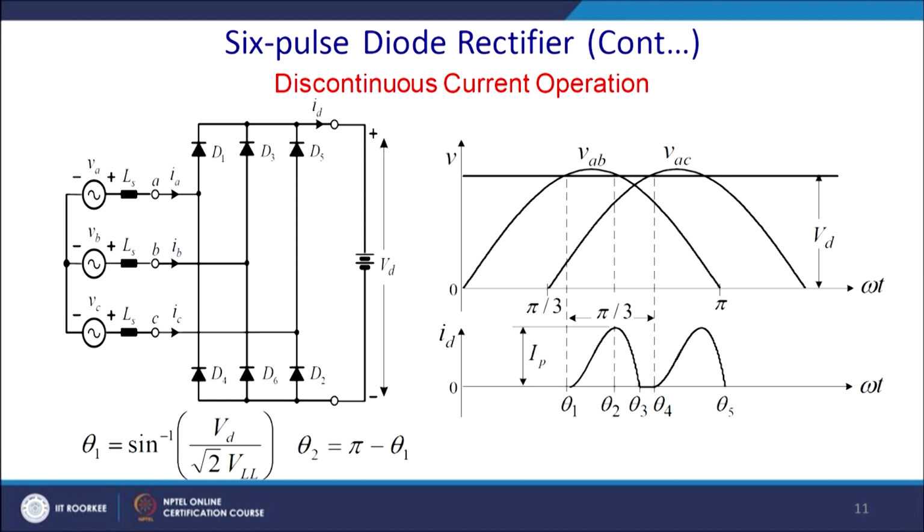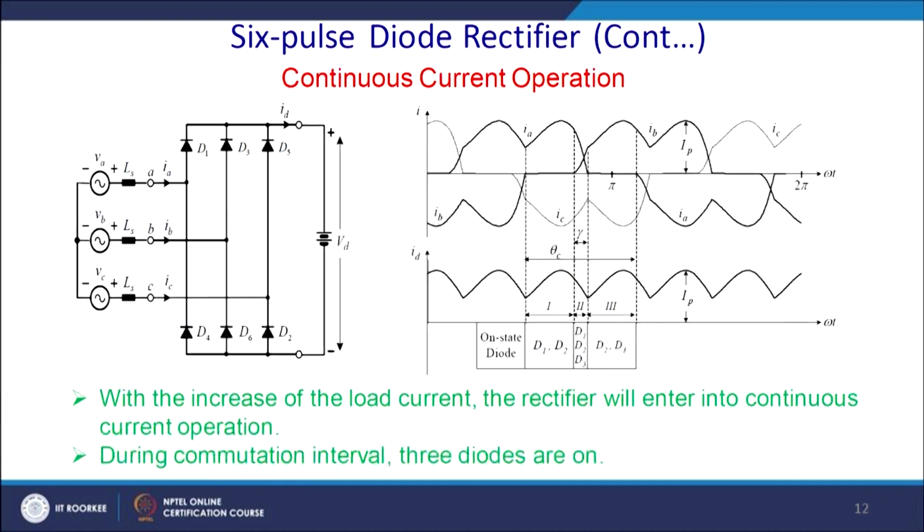Since till the line voltage AC again crosses the VDC, no current will flow into the system, and thus you will have this kind of current. The theta 1 can be calculated, that is sin inverse of VD by this, and theta 2 is definitely going to be pi minus theta 1.